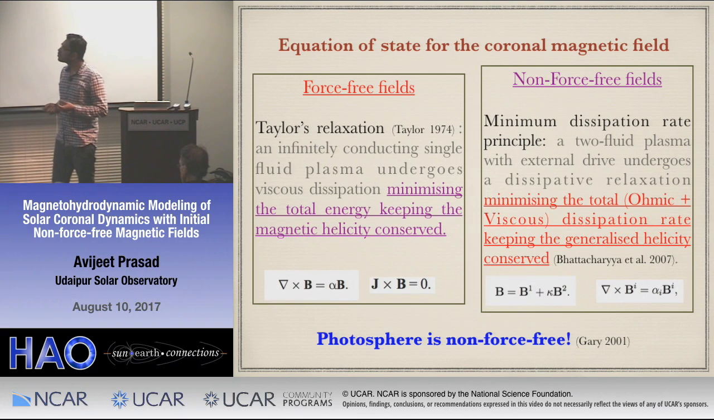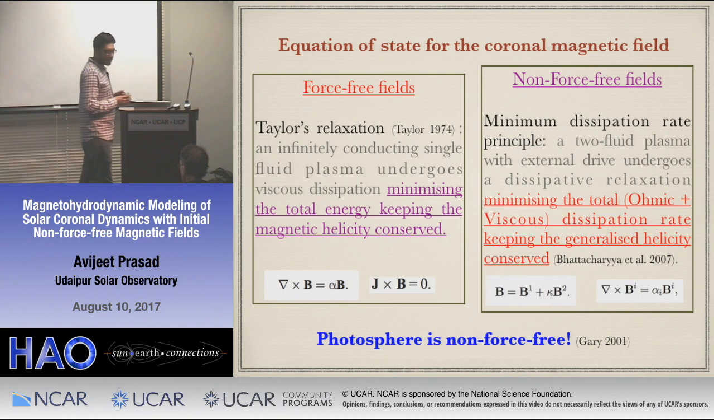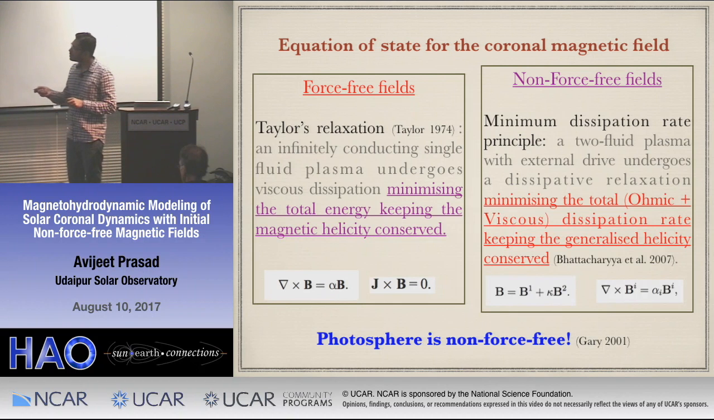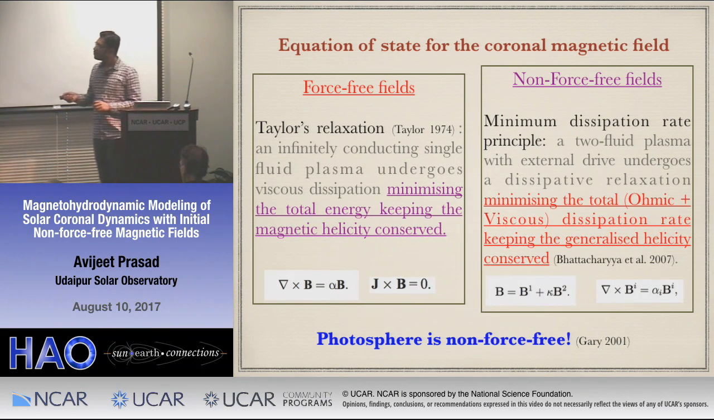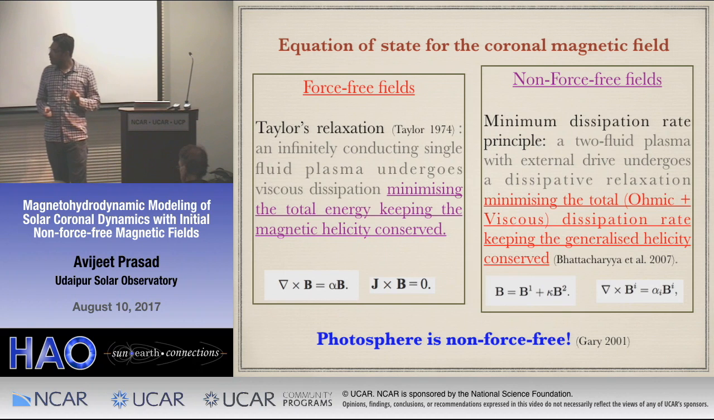And the motivation for non-force-free fields comes from this minimum dissipation rate principle, which says that a two-fluid plasma under an external drive will try to dissipate, minimizing the total ohmic plus viscous dissipation rate, and at the same time keeping the general helicity conserved, which means the fluid as well as the magnetic helicity conserved. So under such situations, we obtain a general solution for the non-force-free field, which can be written as a linear combination of two linearly force-free fields. So here B1 and B2 are two linear force-free fields with different values of alpha.